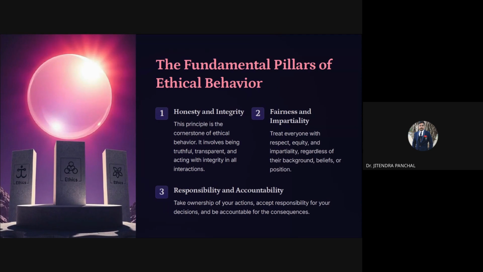Next one is responsibility and accountability, right? Take ownership of your actions, whatever research you are going to do or whatever research you have done. You need to take full responsibility for that particular research. Accept responsibility for your decisions, whatever decisions you have taken during the research. You have to accept all those decisions and become accountable for the consequences. You are responsible for the consequences and effects of that research, right?